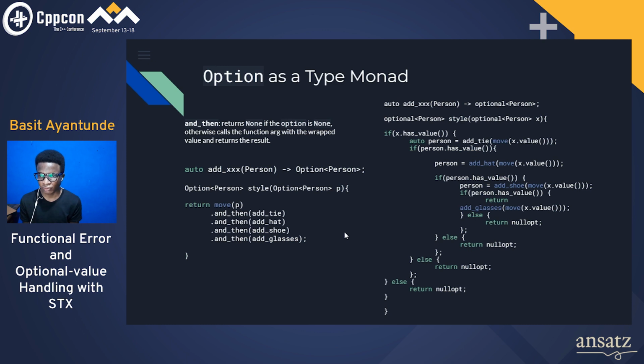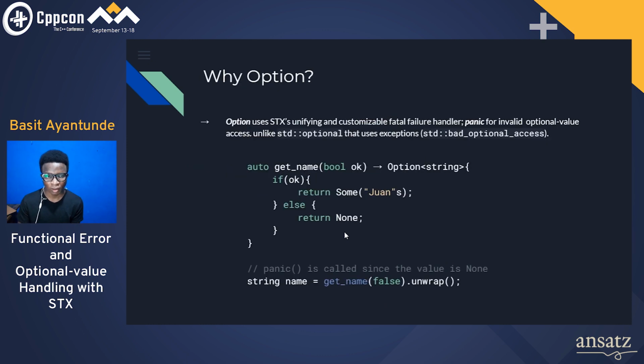Now, here's how we do just that with the and_then method of the option monad type. And here is the equivalent code of how you do that with std::optional. As you can see, std::optional's code is quite noisy. You note how we are more clearly expressing intent by using the option monad for control flow, and at the same time reducing the noise in the code in progress.